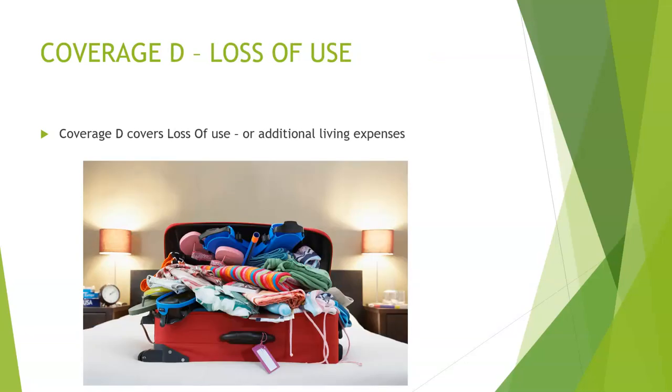So the next coverage is coverage D. Coverage D covers loss of use or additional living expenses. Loss of use is an indirect coverage. It would apply if a home is not livable due to a property loss. For example, if your ceiling caves in from a major rainstorm, you probably do not plan on sleeping in your home while that ceiling is being repaired and exposed. You're probably going to get a hotel or rent another home while the damages are being repaired. Loss of use would pay for those additional living expenses.